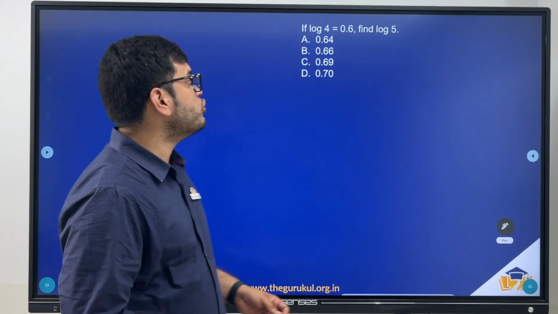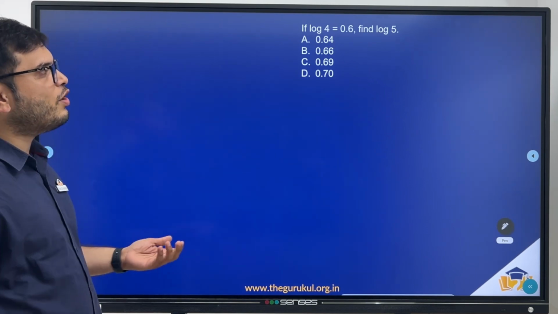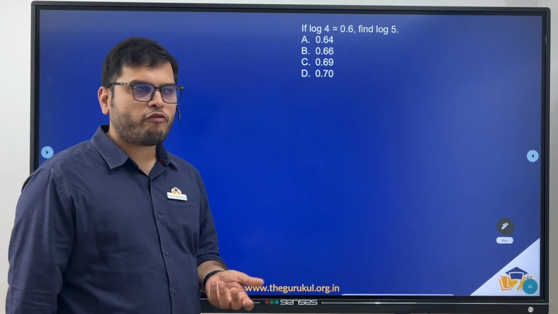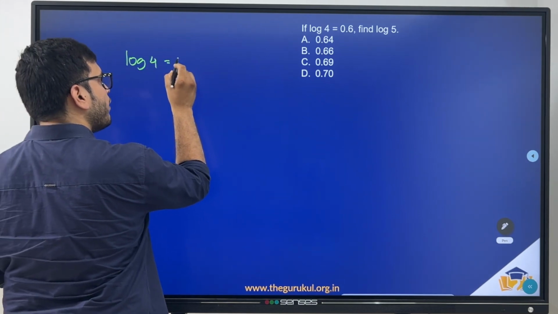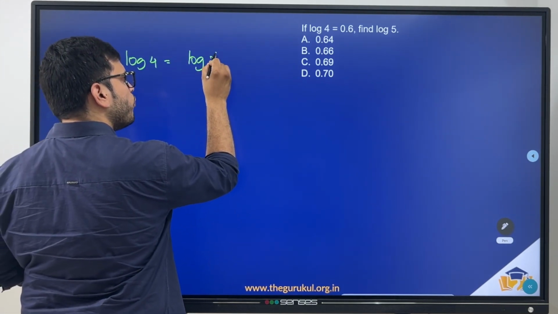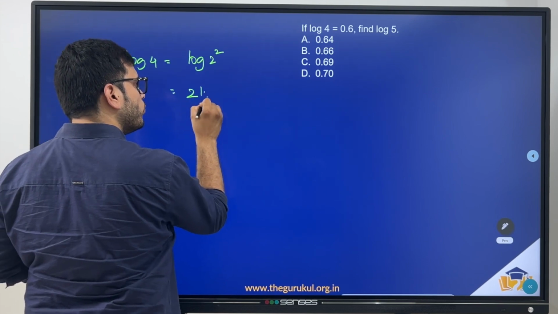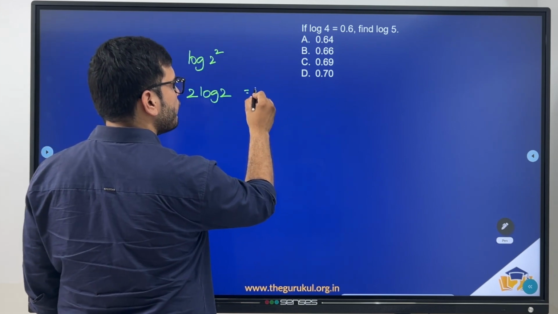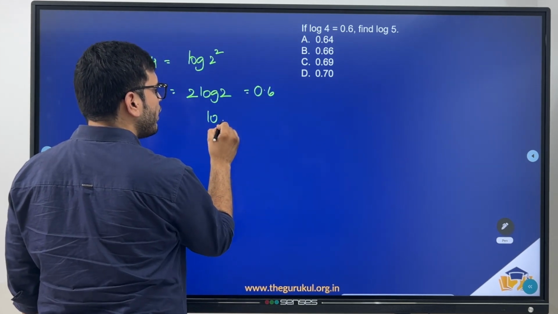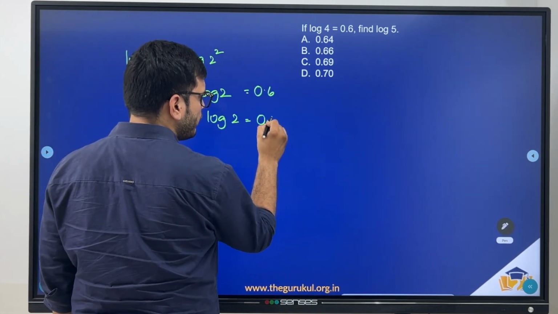Now coming to the second question, given log 4 is equal to 0.6, we are asked to find the value of log 5. Now log 4, I can write as log 2 square, which can be written as 2 log 2. Now 2 log 2 is given to be 0.6. Now the value of log 2 is 0.3.